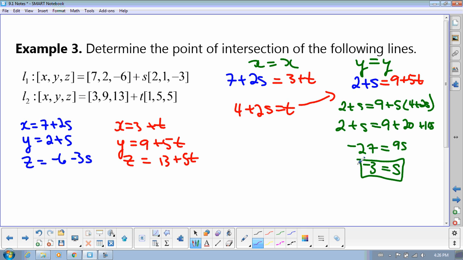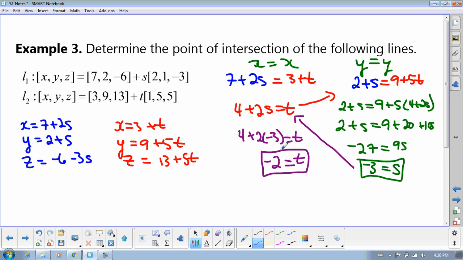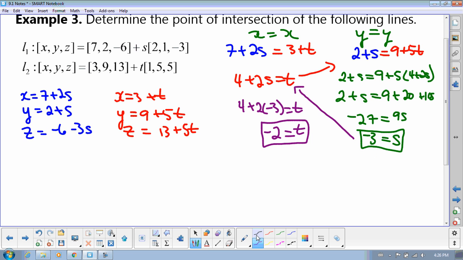From there, I'm now going to take that s and figure out what t is. So I have 4 plus 2 multiplied by negative 3 equals 2t. So 4 plus negative 6, so I get negative 2 is equal to t. Now I got to see that this actually works. So that's where the z equations come into play. So I'm going to set z equal to z.